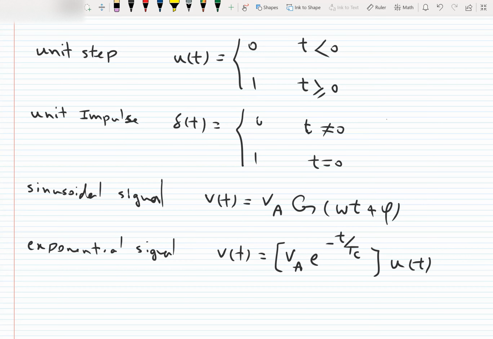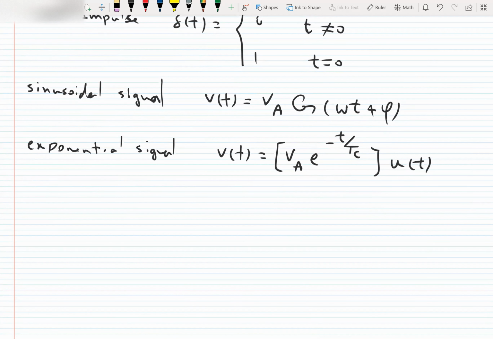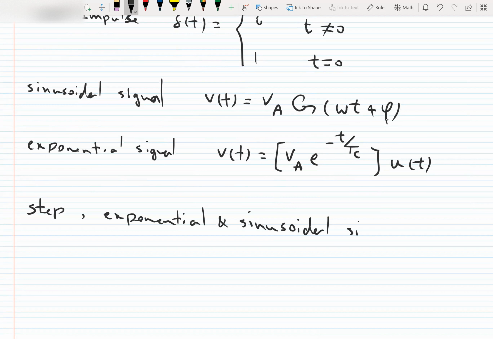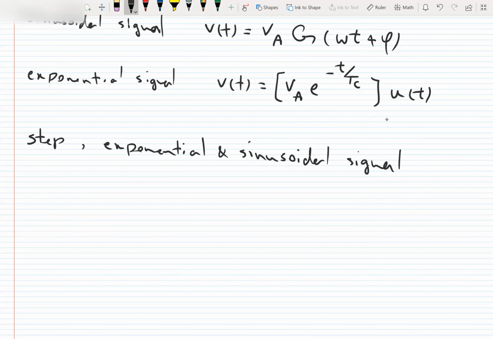generate new waveforms. The waveforms generated by combining a step function, exponential signals, and sinusoidal signals are called composite waveforms. So the signals generated by combining the step signals, exponential signals, and sinusoidal signals are called composite signals.